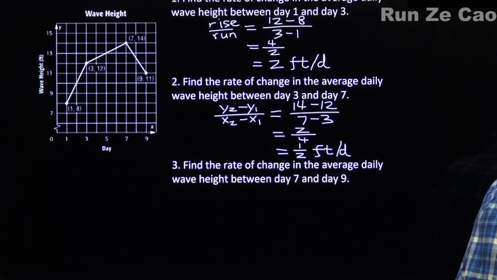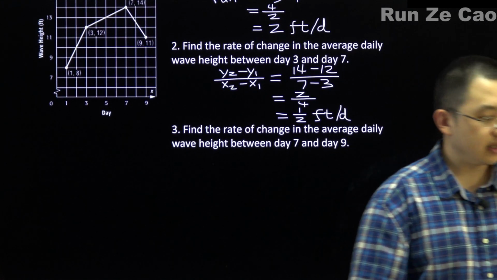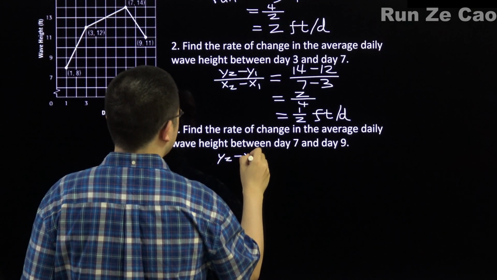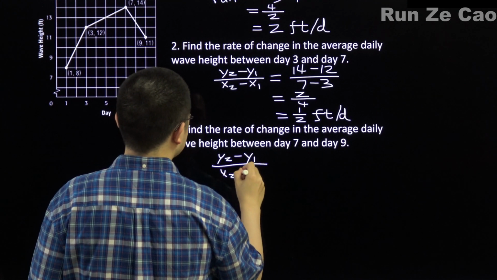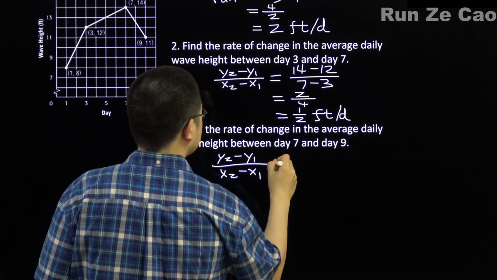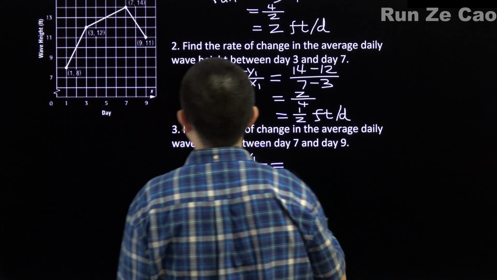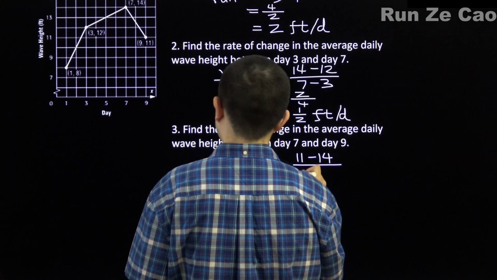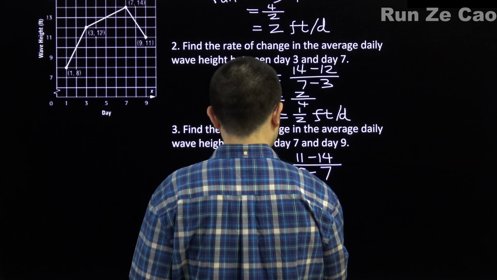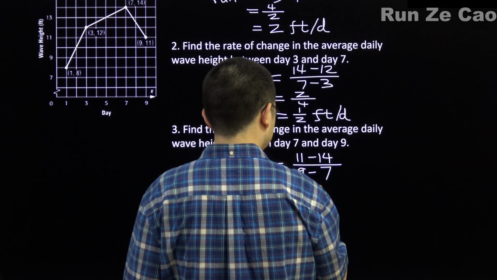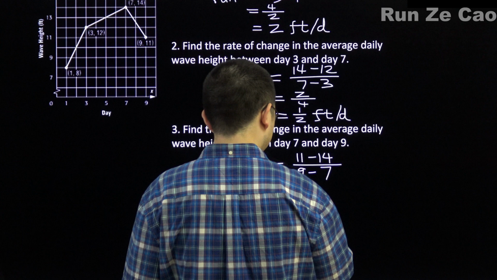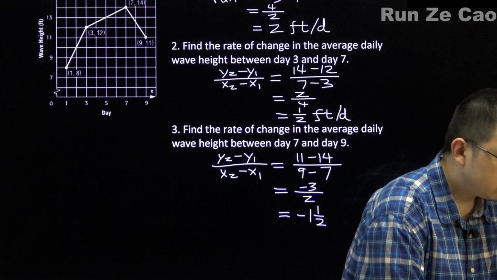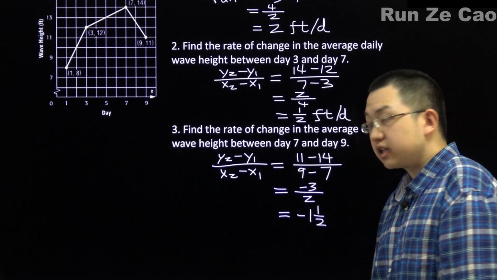Now find the rate of change in the average daily wave height between day 7 and day 9. Well then, that's still going to be y2 minus y1 over x2 minus x1. So that's going to be 11 minus 14 over 9 minus 7. Negative 3 over 2 equals negative 1.5. What are the units? Well, it's still feet per day.